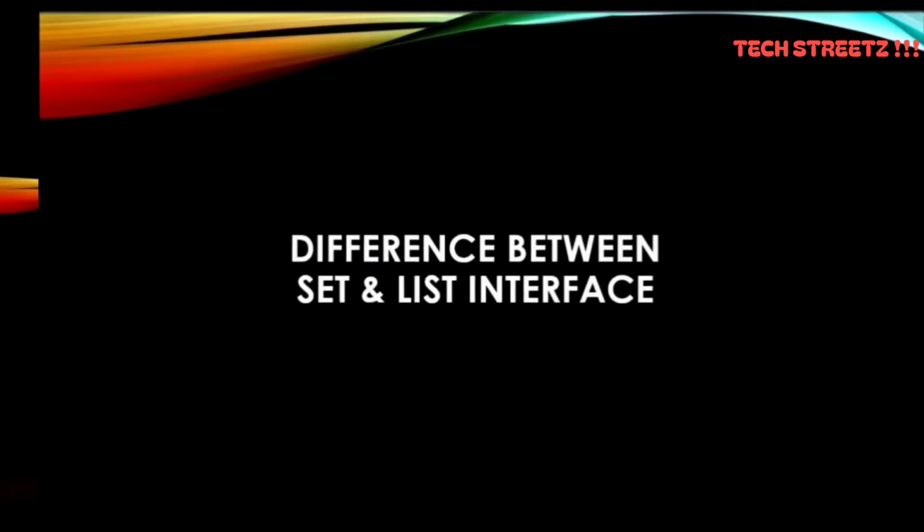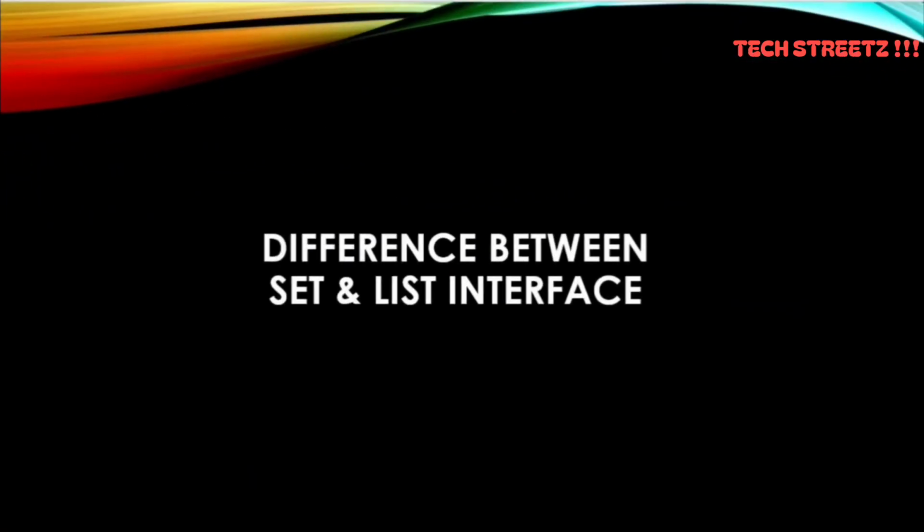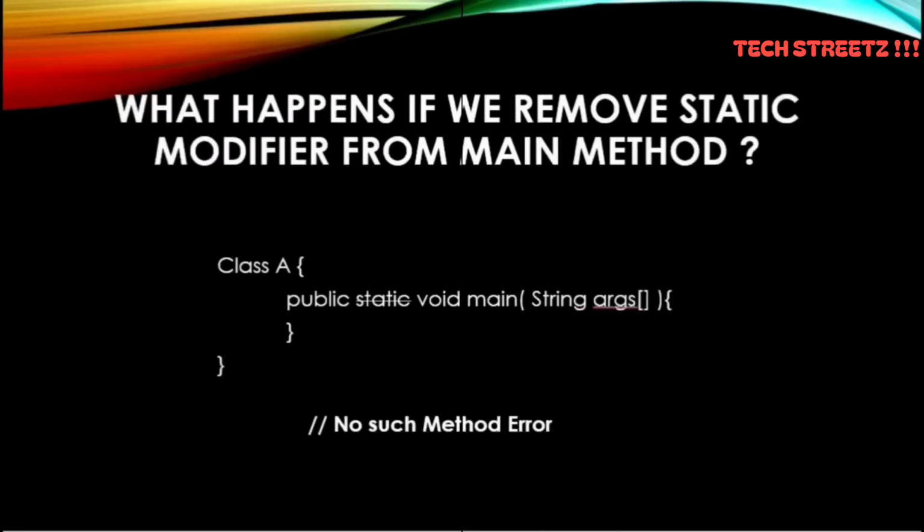What is the difference between the Set and List interface? Set and List are both child interfaces of the Collection interface. A List can hold duplicate values, but a Set does not hold duplicate values. In the List interface, data is present in the order you inserted it, but in the case of Set, insertion order is not preserved. What happens if you remove the static modifier from the main method? The program compiles successfully, but at runtime it throws an error, NoSuchMethodError.